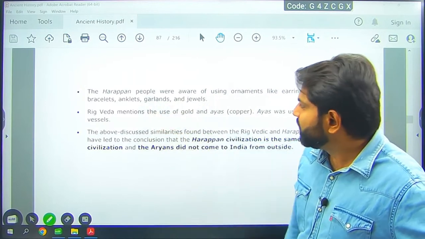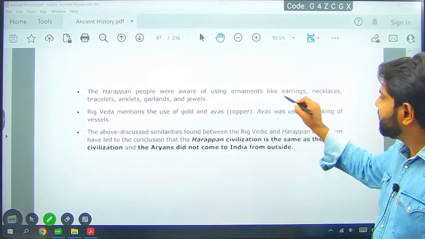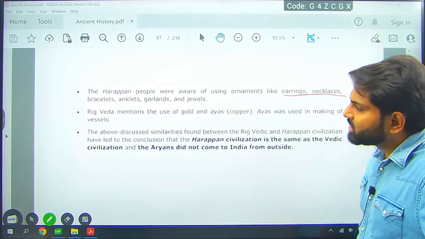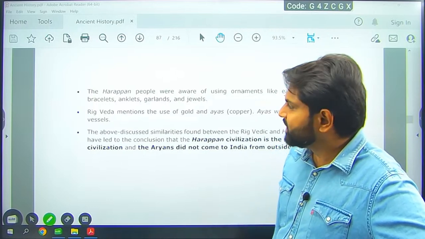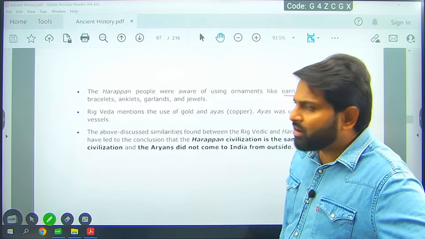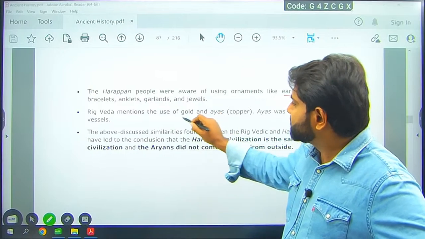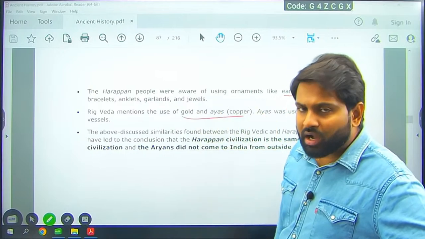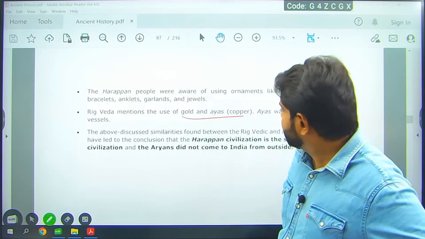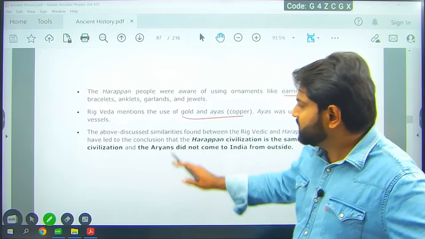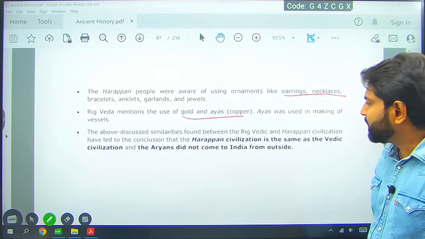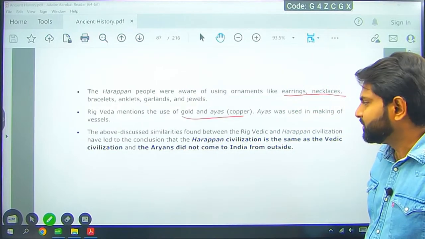The Harappan people were aware of using ornaments like earrings, necklaces, bracelets, anklets, garlands, jewels. The same can be seen in Vedic civilization. Rig Veda mentions gold and ayas. Ayas, copper, loha ayas. Ayas was also used in making vessels. These are the different similarities between Harappan civilization and Vedic civilization.